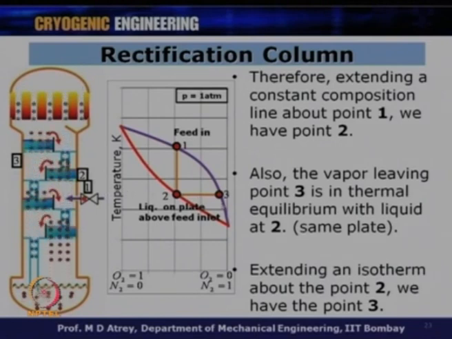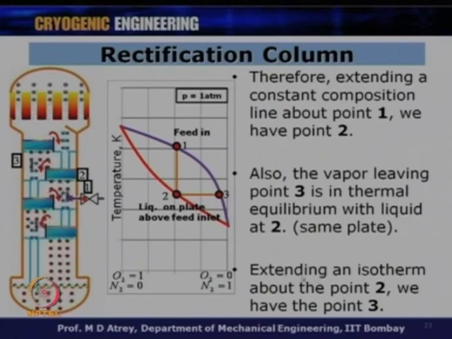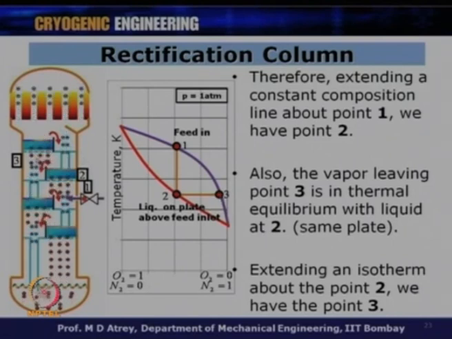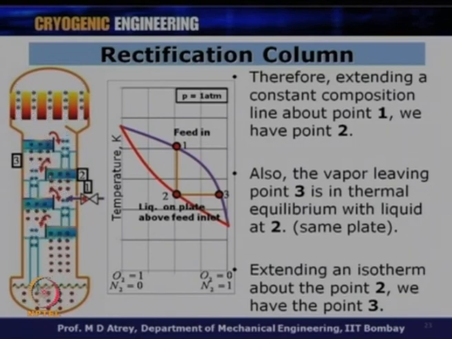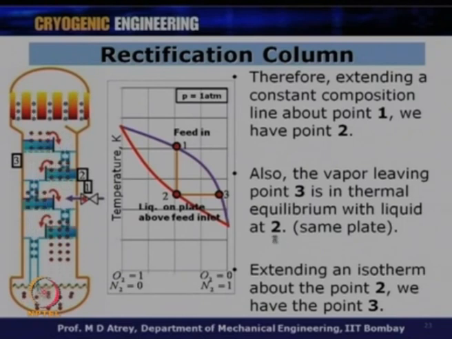Since they are in thermal equilibrium, I draw a horizontal line at the same temperature, and wherever it touches the vapor curve gives the composition of the vapor which is leaving. You can see this composition is now richer in nitrogen. The vapor is getting richer and richer in nitrogen. Extending an isotherm from point 2, we have point 3 now. This point 3 gives the molar composition of the vapor above this plate. Understand that the compositions are different now, but the temperatures are the same because they are in thermal equilibrium with each other.